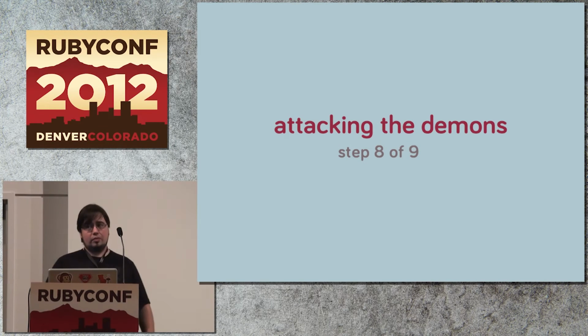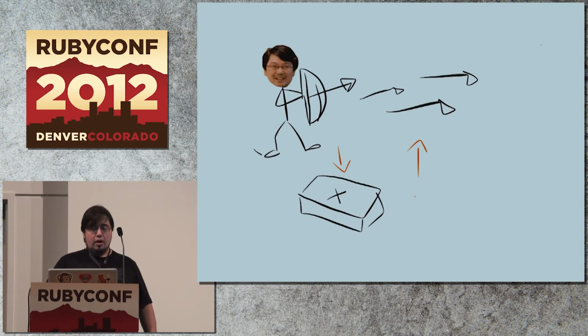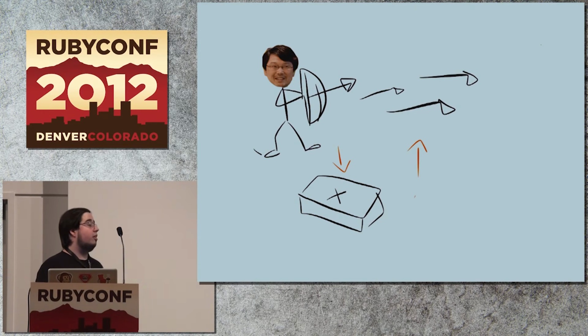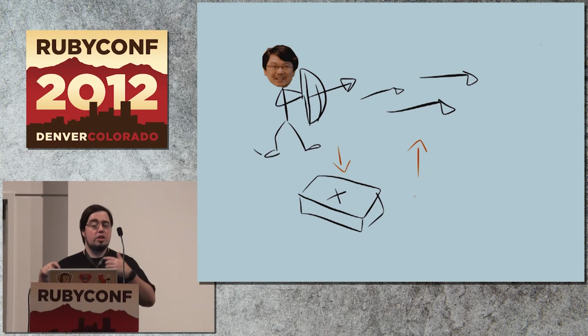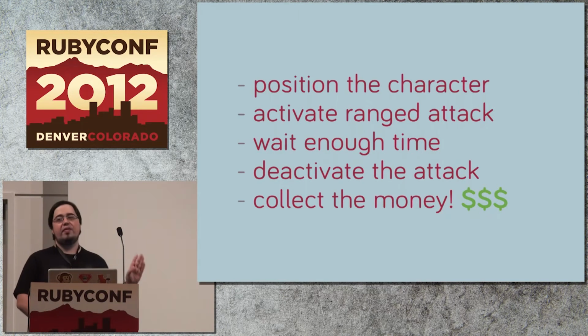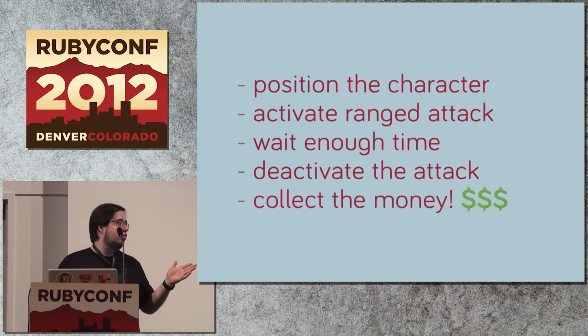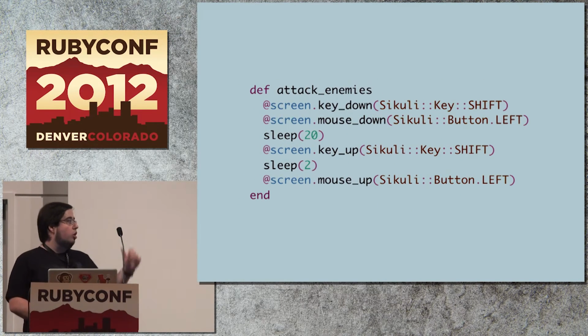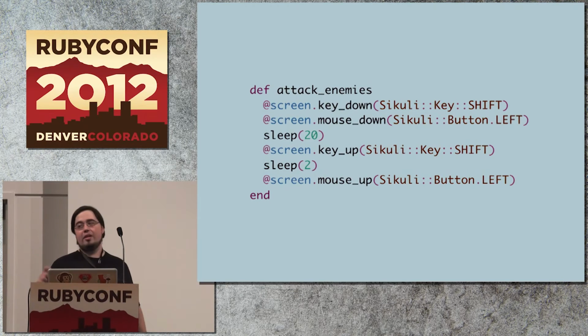Now we need to attack the demon. How can we do that? How can we attack the demon? On Diablo, you have this option where you press the shift key, and since you are a ranged character, you keep attacking from there. Keep attacking all the time until you stop pressing the mouse button and you release the shift key. So basically what you need to do is position your character in the right place, activate the ranged attack, wait for enough time, deactivate the attack, and collect the money. And how can we do that? Based on all I showed you guys, it's probably easy for you to understand. You just need to press shift, and then you trigger the mouse button and keep attacking. You wait for a bit, then release shift and release the mouse button.